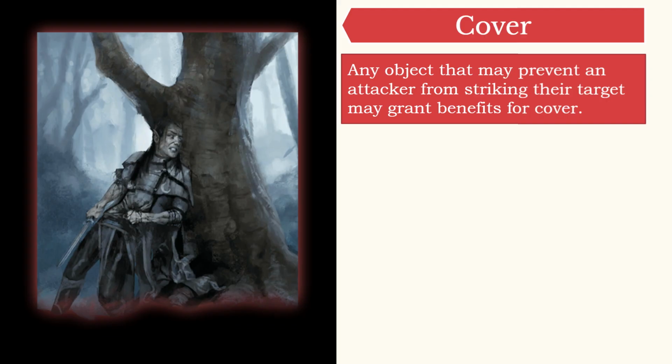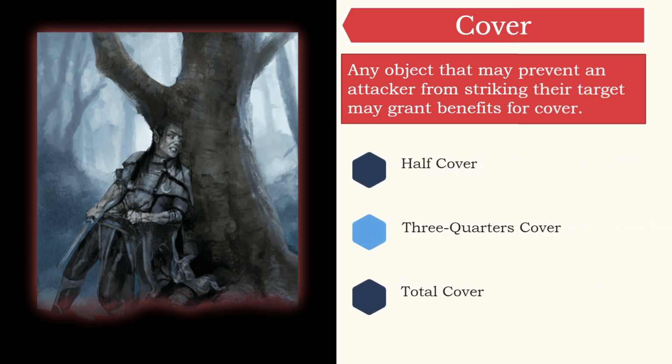Cover may be the most important element of tactical combat. It will determine where you move, where your opponents move, and where is the safest place to be on any given turn. If a target is behind any object that might hinder your ability to attack them, then they have cover from you. Cover comes in three varieties: half cover, three-quarters cover, and total cover.